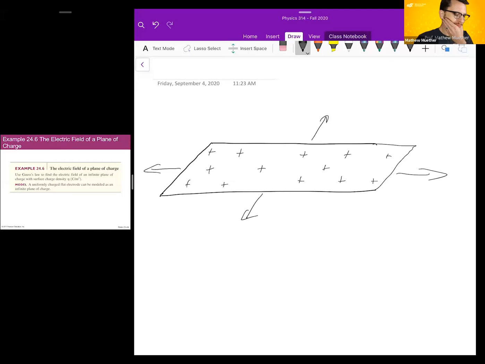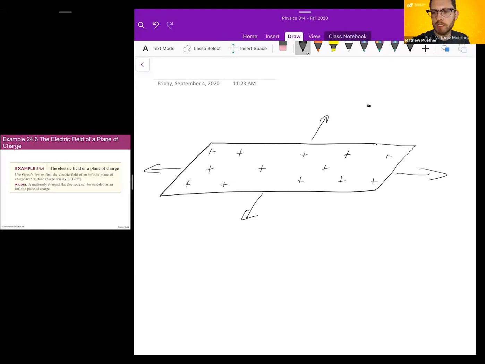So how are we going to use Gauss's law to find the electric field? Well, we want to find, say, the electric field at this region in space. We're going to do the same thing we did yesterday. We're going to make some symmetry arguments to try to understand the shape of the electric field. And then we're going to use Gauss's law to help calculate the magnitude of the electric field.